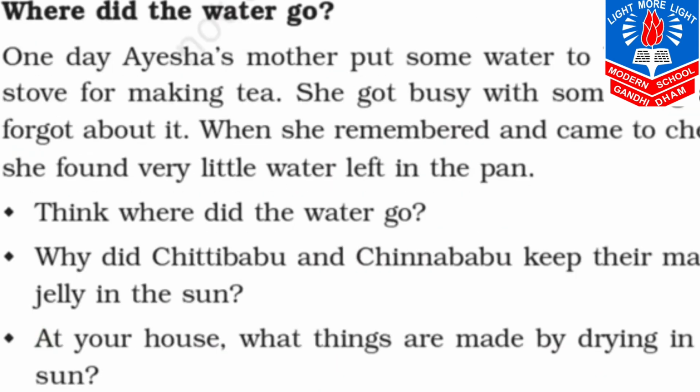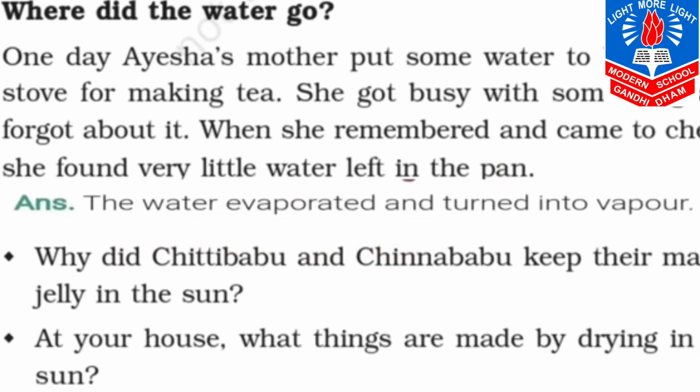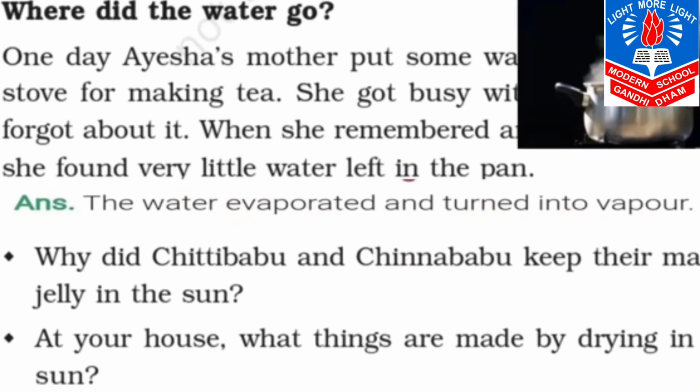Now we are going to study about where did the water go. Now one day Aisha's mother put some water to boil on the stove for making tea. She got busy with something and forgot about it. When she remembered and came to check, she found very little water left in the pan. So think, where did the water go? The answer for this is that the water evaporated and it turned into vapor, as you can see in the image also.